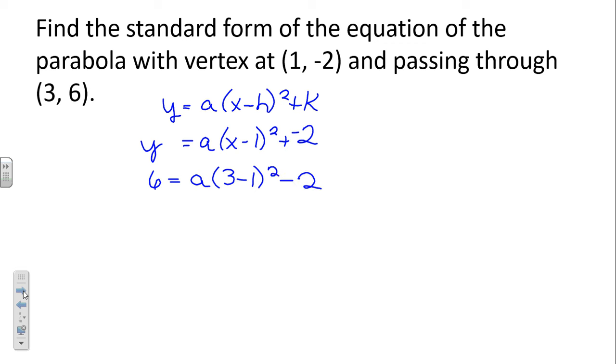Okay, so we're subbing everybody in. And then order of operations says we have to do our subtraction in the parentheses first. So 3 minus 1 is, and 2 squared is. So we have 4a minus 2 is equal to 6. So now what?